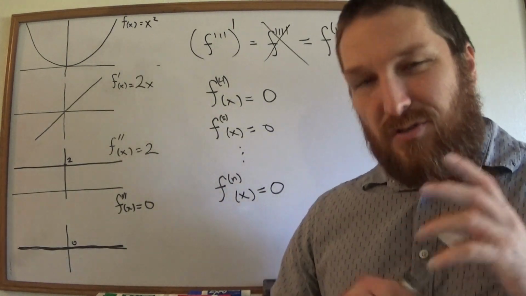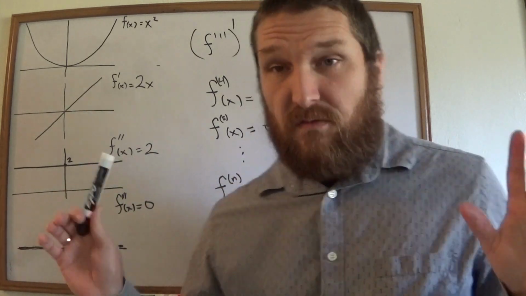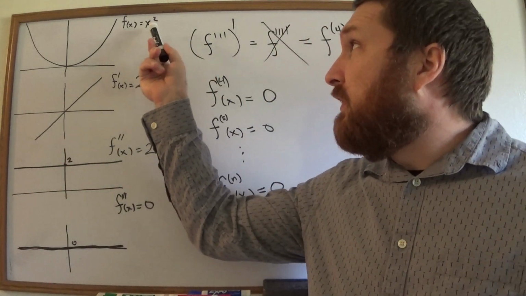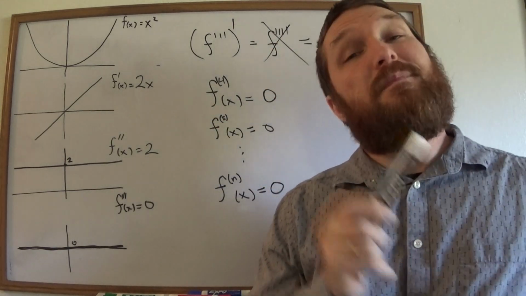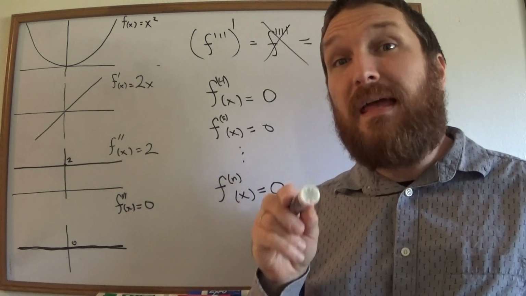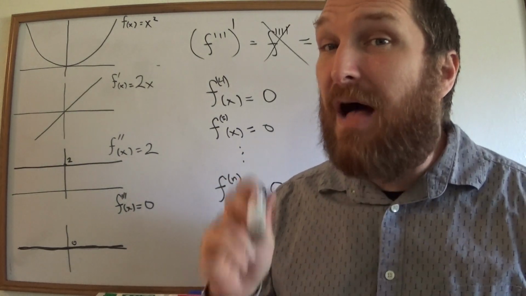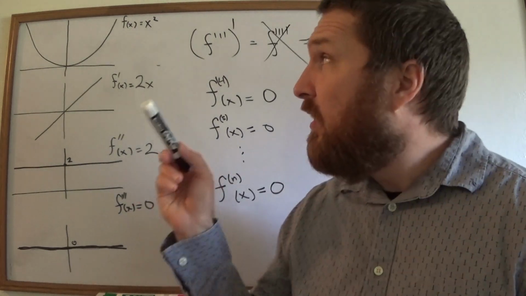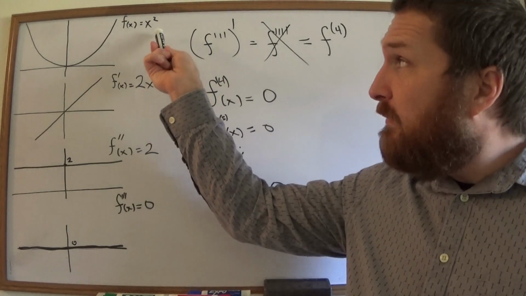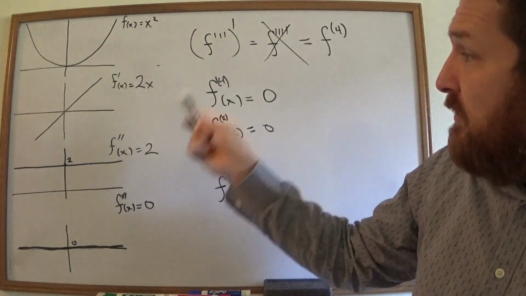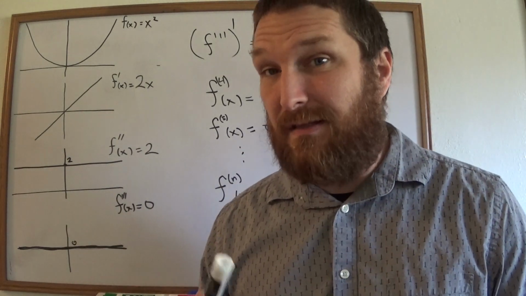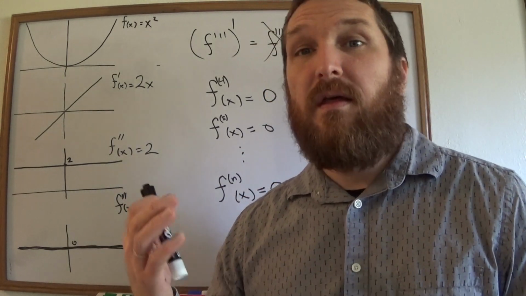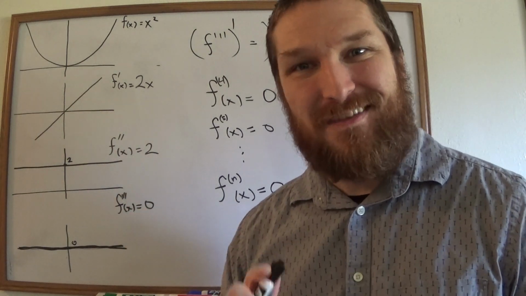Now, you might assume that if you take any function in the world and you keep taking its derivatives, eventually it'll get down to 0. That's not true. It is true for polynomials. All polynomials, you start with any polynomial and you keep taking derivatives, eventually you'll get down to 0. But not all functions work like that. And we're going to see some soon that do other things.